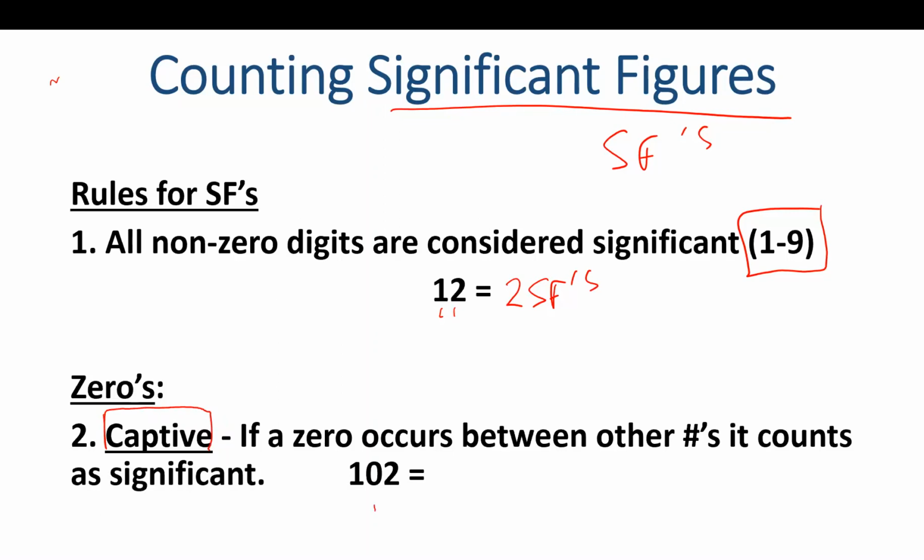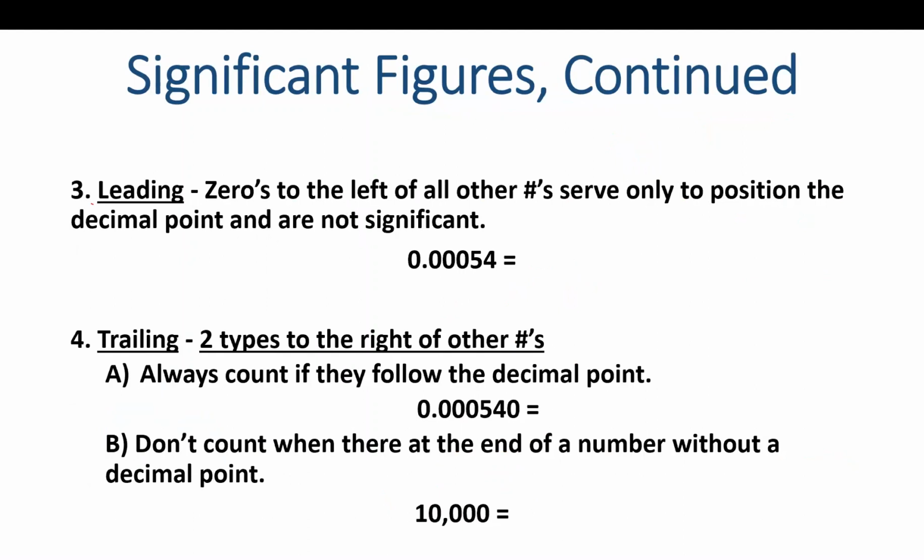So if a zero occurs between other numbers, so other non-zero digits, it counts as a significant figure. So if we look, this particular zero is held between 2 non-zero digits. The 1 and the 2 are non-zero digits. So essentially this zero is held captive. So it counts as a significant figure. So in this particular number, there would be 3 significant figures.